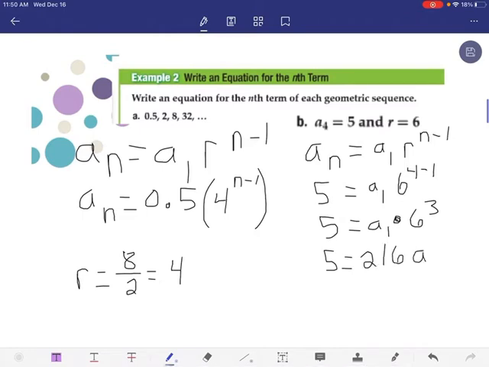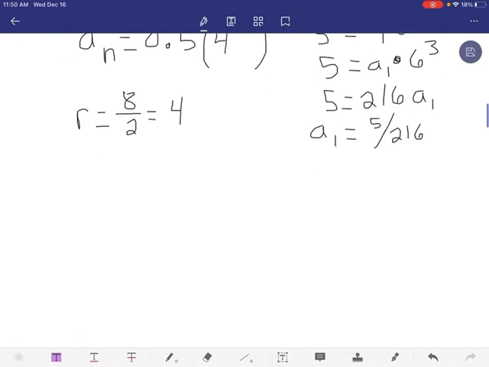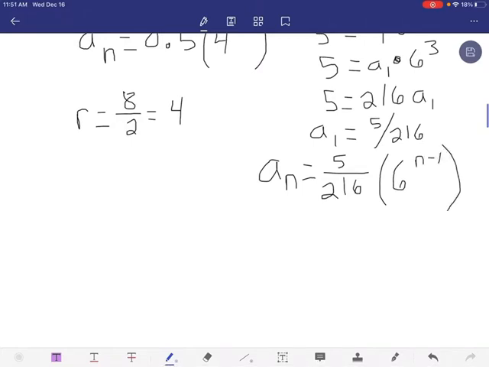6 to the third power is going to give us 216. And then we're going to divide in order to find a sub 1. Now 5 over 216 does not reduce, and it's not going to be a very pretty decimal, so we're going to go ahead and just leave it as a fraction. So in general, our a sub n formula is going to be 5 divided by 216 times 6 to the n minus 1 power. And again, we could use that formula to find any term that we wanted to find.